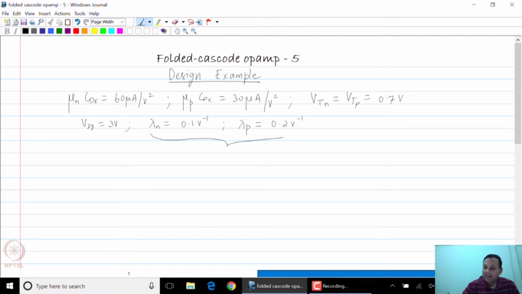both of these are given for the minimum length of 0.5 microns. So clearly lambda has to be specified for a particular value of length of the transistor. And the requirements, so design conditions.